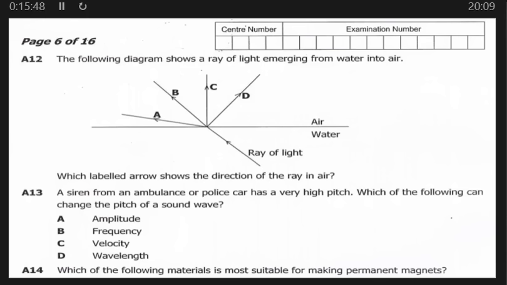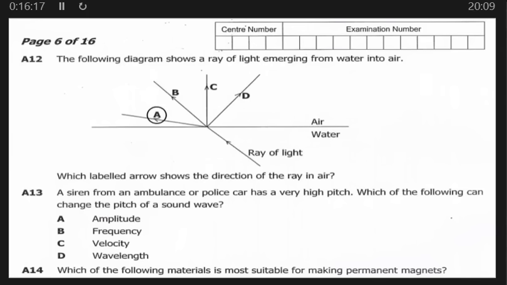So that ray, as it emerges from water and enters air, which direction is it going to go? Is it A, B, C, D? Definitely it will go into the air direction, all right? Because when light travels from a more dense medium to a less dense medium, it diverges away from the normal, all right? So our answer here is A, all right?